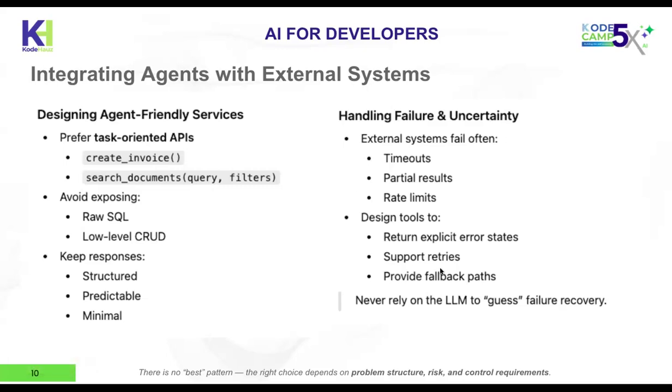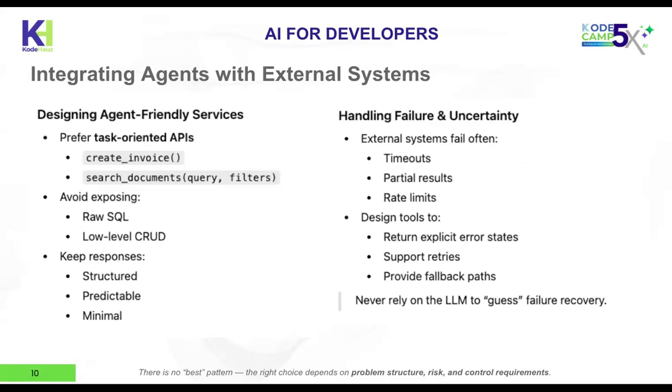So the other thing is, how do you handle failure and uncertainty? So we talked about that already. External systems will often fail with timeouts, partial results, and rate limits. So you have to be able to handle this. Timeouts, like we said before, you have some retries, but you have a limited number of retries. At least for temporal failures, retries will help, right?